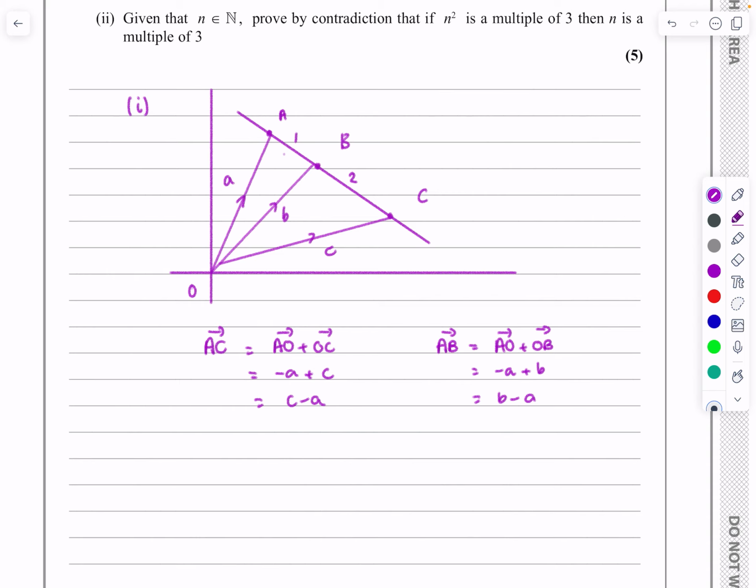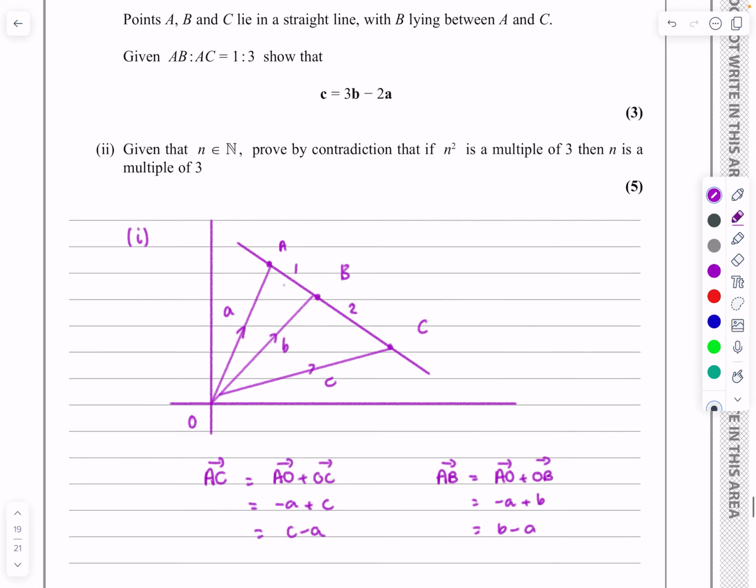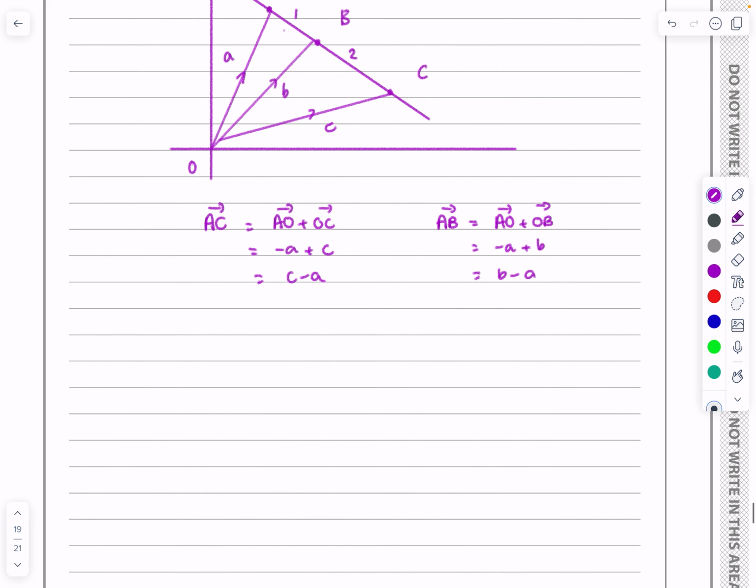Why did I get AB? Because the one thing that they did tell me was that AB to AC is 1:3, and if AB to AC is 1:3, I can then say that AC is equal to 3 lots of AB. So that's equal to 3 lots of B minus A, which is 3B minus 3A. And now these two are going to be the same as each other.